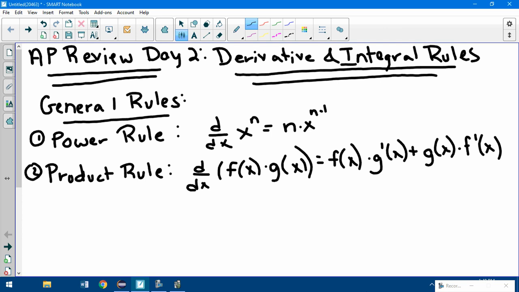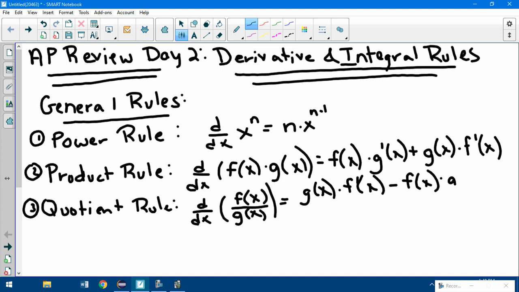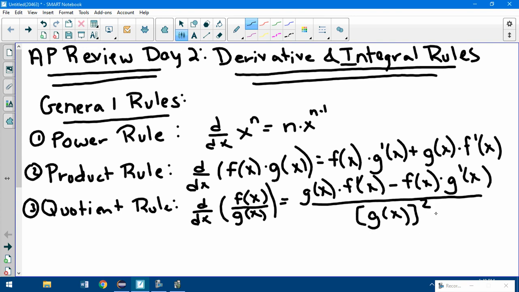Quotient rule. If I asked for the derivative of f of x divided by g of x, I've been doing a lot of L'Hopital lately, so don't confuse it with that. It's not just derivative of the top and derivative of the bottom. Remember, it's low g of x, d high, f prime of x, minus high, f of x, d low, g prime of x, all over what? Low squared.